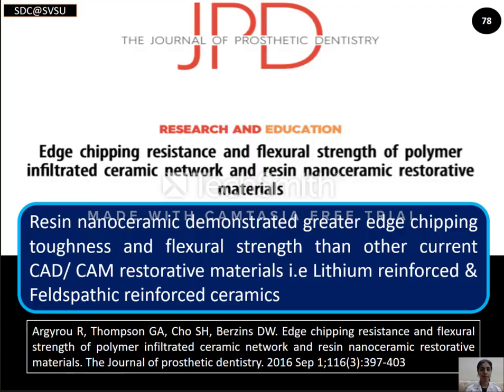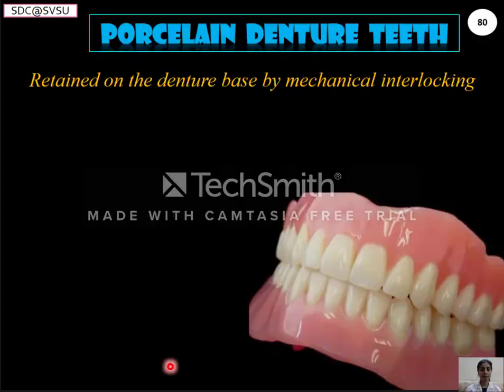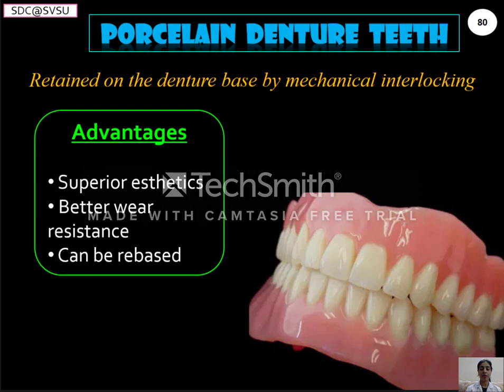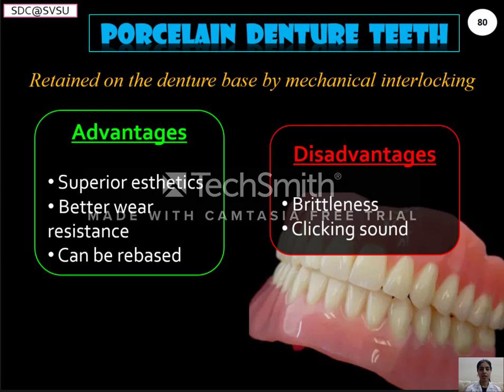Coming on to the clinical applications. These are used in porcelain denture teeth, which are retained on the denture base by mechanical interlocking. They have the advantage of having superior aesthetics, better wear resistance, and can be easily rebased. They also have some disadvantages of being brittle and creating a clicking sound on occlusion.